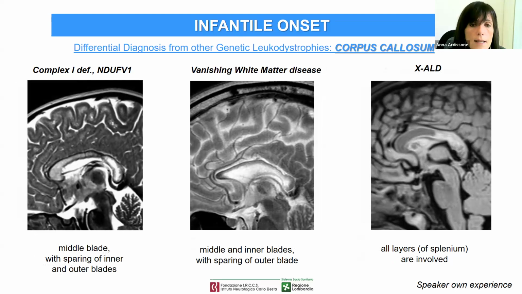Another important point related to differential diagnosis is the involvement of the corpus callosum. In mitochondrial leukodystrophy, generally the middle blade is involved, with sparing of the inner and outer blades. In vanishing white matter leukodystrophy, generally there is involvement of the middle and inner blades with sparing of the outer blade. And in adrenoleukodystrophy, in which the splenium of the corpus callosum is a radiological hallmark, we can see that generally all layers are involved. And so this observation may be useful for differential diagnosis.